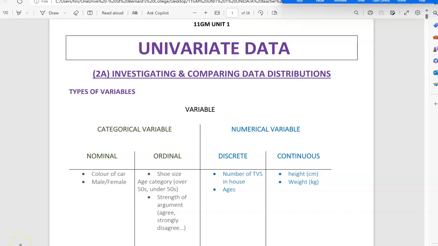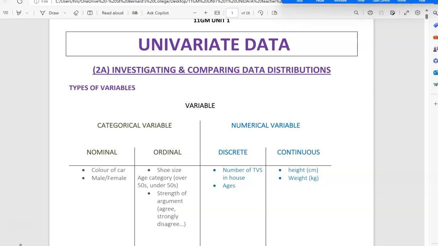Okay, so today we're going to start univariate data. Univariate data is when we use one piece of information from the source. What I mean by that is, if I went and collected all your heights, so I just got your height, that's the one piece of data.